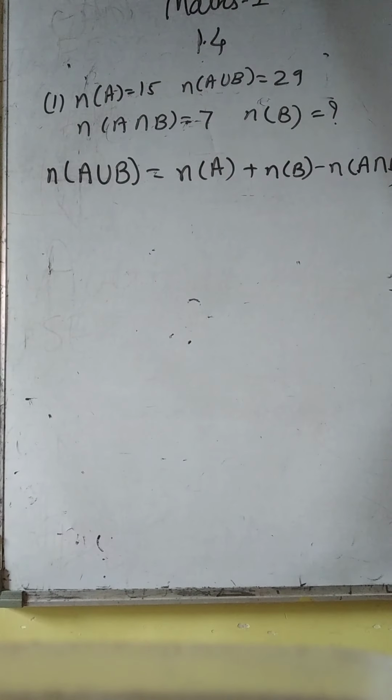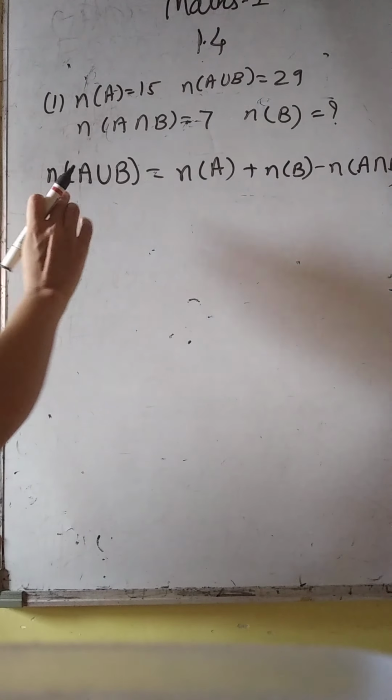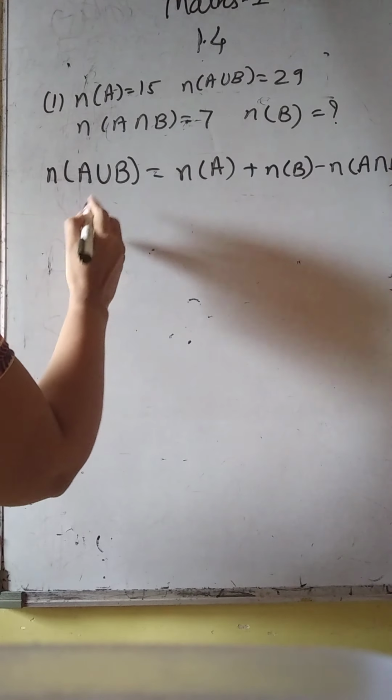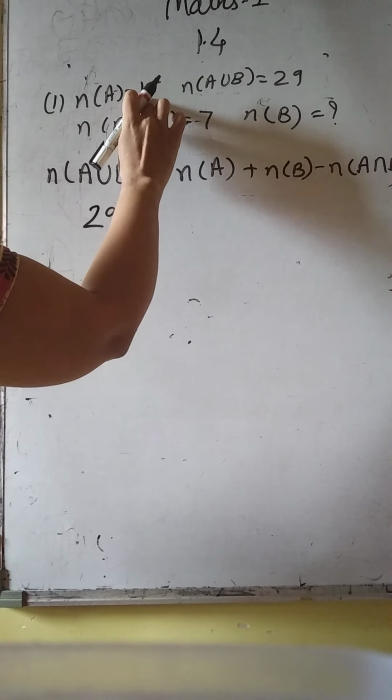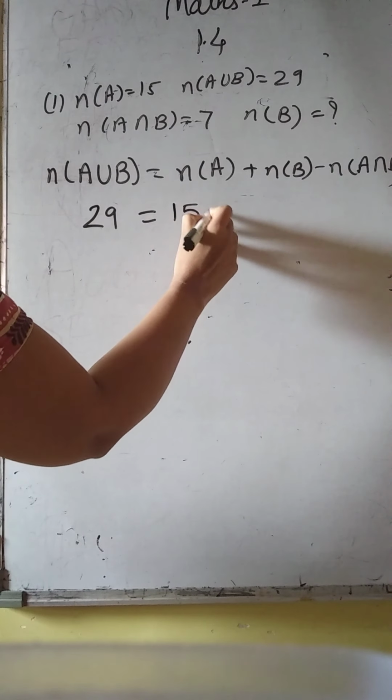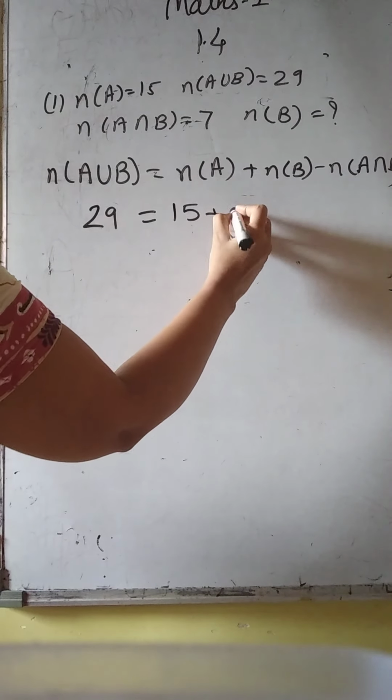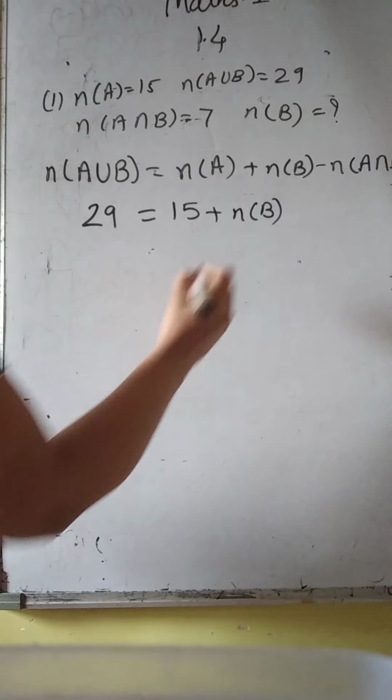So whatever things are known to me, we are going to write down. Do we know the union? Yes, we know the answer of this. This is 29 is equal to, what is n of A? 15. n of B नहीं मालूम, so I will write it as n of B.